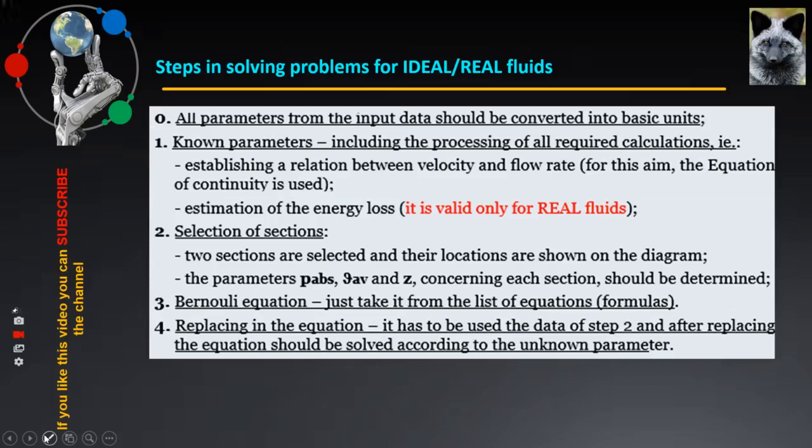Step 2 is related to the selection of 2 sections for which the equation of Bernoulli is to be further applied. It also consists of 2 actions: selecting the sections and indicating them on the work scheme, and specifying the 3 typical parameters: absolute pressure, velocity, and geodetic height for the selected sections.